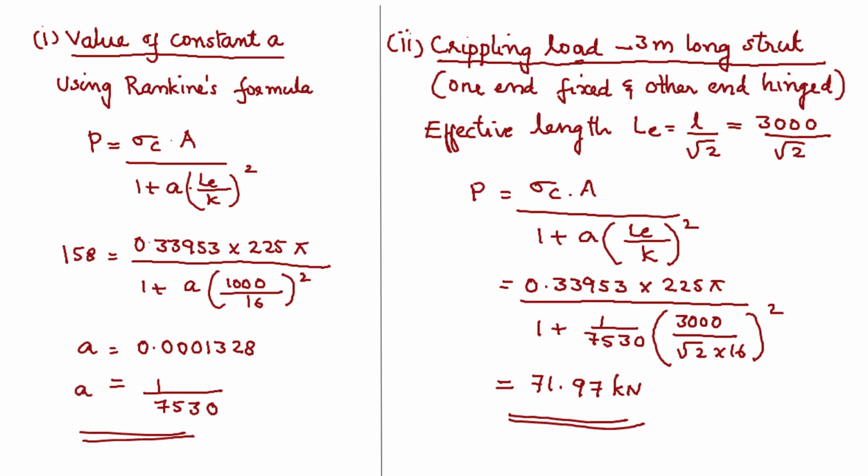Here the Rankine constant is known, and sigma C we have calculated from the first data. Then area is known, effective length is 3000 by root 2 and the value of K, all these are known to us. We can substitute that to find out the crippling load for the 3 meter long stud, and it is obtained as 71.97 kilonewton.